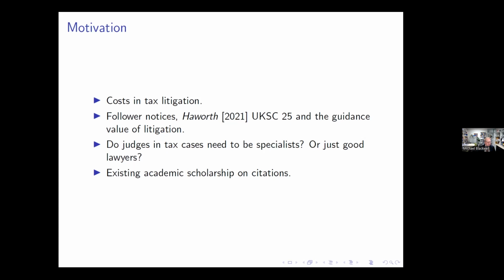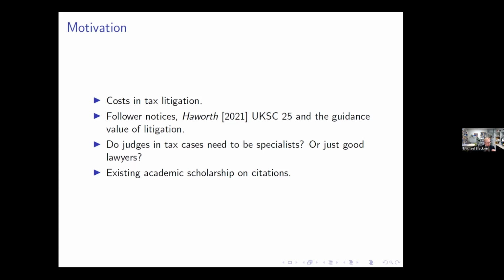You just need to be a very good lawyer at interpreting legislation. But others were saying, well, you do need to be a tax specialist because it's impossible to absorb all of that knowledge quickly to get you up to speed to being a good judge if you're not.